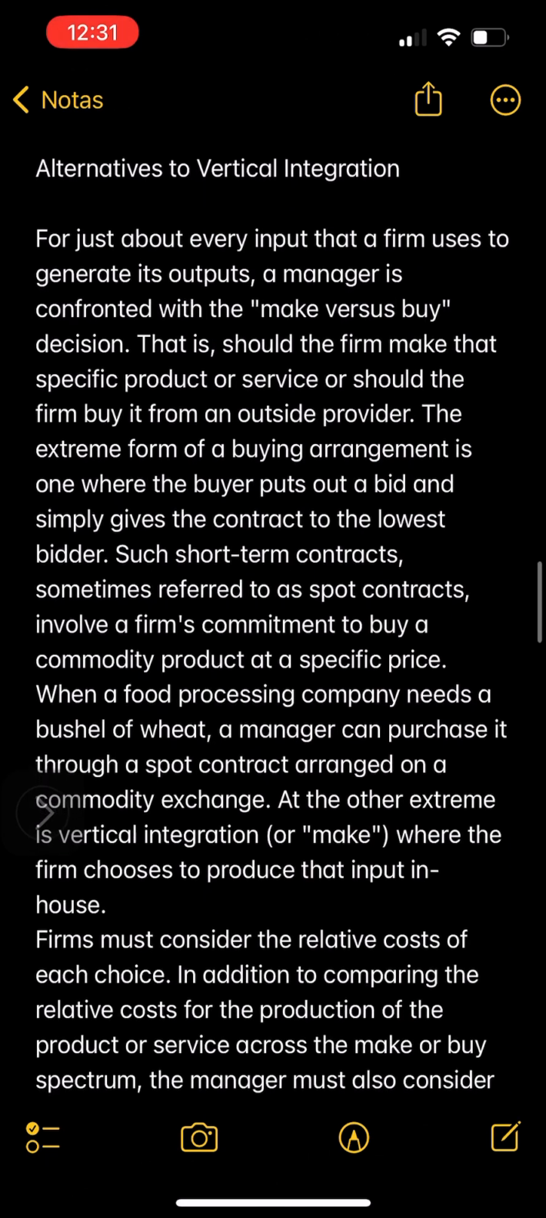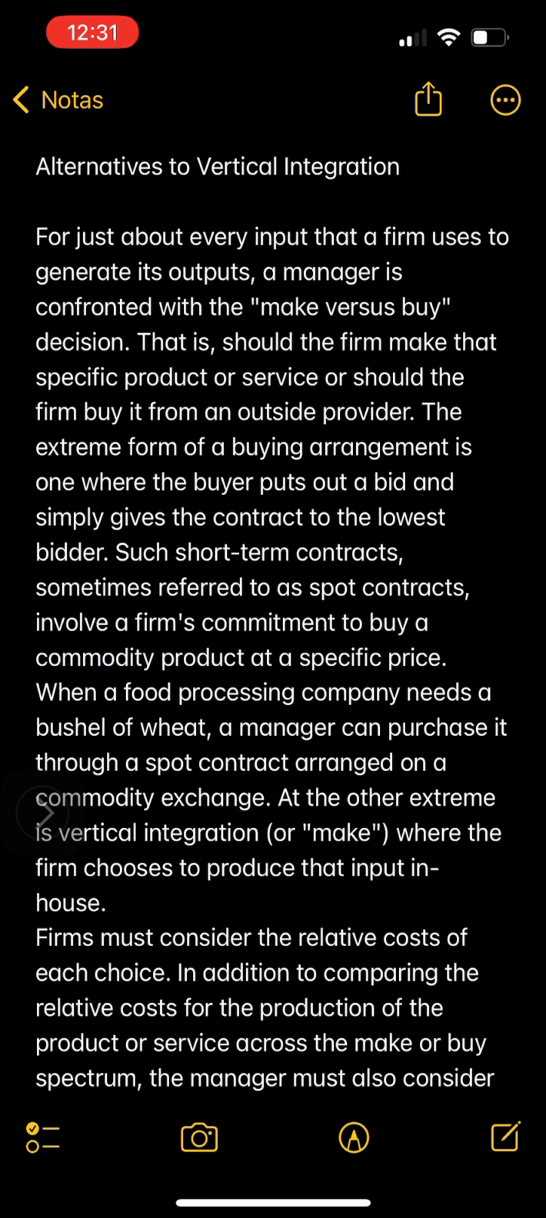Alternatives to vertical integration. For just about every input that a firm uses to generate its outputs, a manager is confronted with the make versus buy decision. That is, should the firm make that specific product or service, or should the firm buy it from an outside provider? The extreme form of a buying arrangement is one where the buyer puts out a bid and simply gives the contract to the lowest bidder. Such short-term contracts, sometimes referred to as spot contracts, involve a firm's commitment to buy a commodity product at a specific price. When a food processing company needs a bushel of wheat, a manager can purchase it through a spot contract arranged on a commodity exchange.